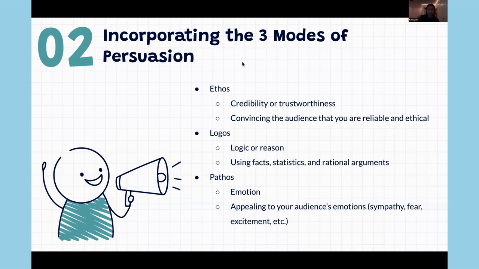And some of you may have gone over this in school, but there's 3 methods of persuasion. There's ethos, logos, and pathos, which are just fancy words. Ethos is credibility or trustworthiness. So you're trying to use credibility to convince the audience that you're reliable and ethical and basically that they should believe you. Then there's also logos, which is logic or reason, using facts, statistics, and rational arguments to make your audience believe you. And pathos, which is using emotion, so appealing to your audience's emotions like sympathy, fear, excitement, etc.